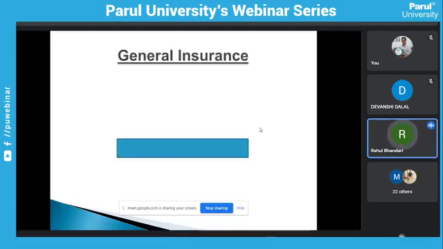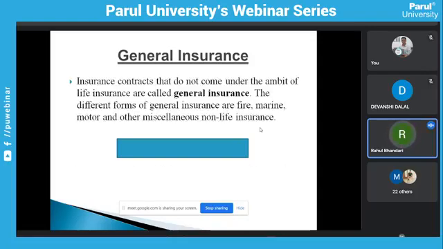Now come to general insurance. Anything that doesn't come under a life insurance plan will be considered general insurance, in simple layman language. Insurance contracts that do not come under the ambit of life insurance are called general insurance. The different forms of general insurance are fire, marine, motor, and other miscellaneous non-life insurance.